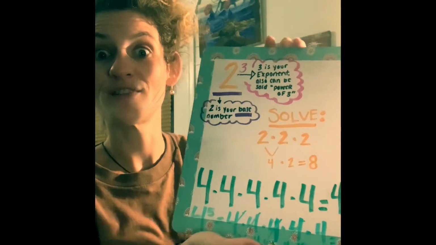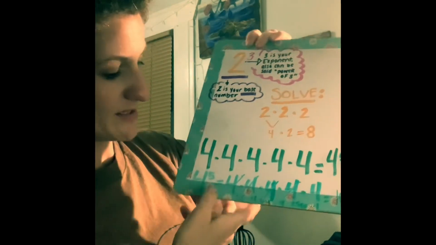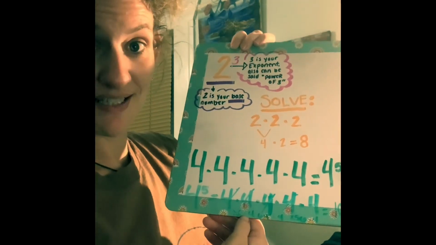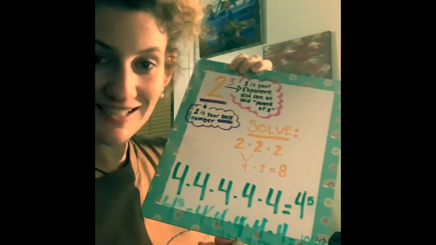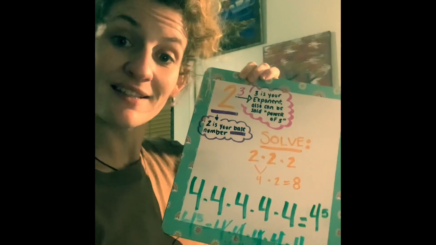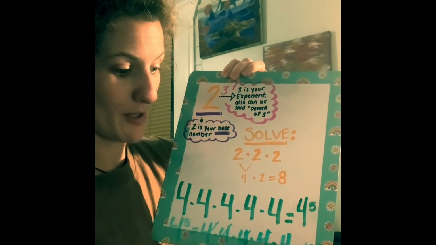So let's solve this math together. We actually end up with a pretty big number. So we're going to do 4 times 4, which is 16, times 4, which is 64, times 4, which is 256, and we multiply that by 4 again, and we get 1024 as our final number.